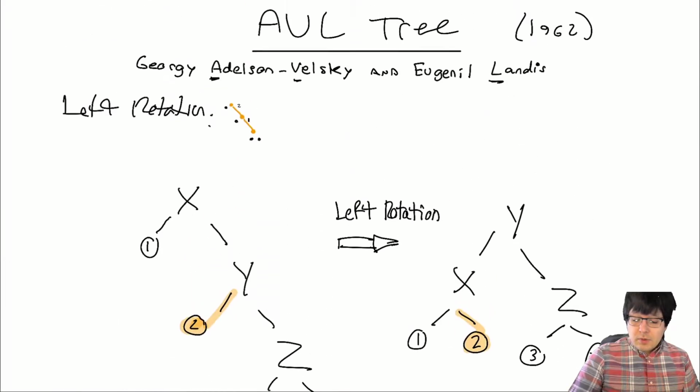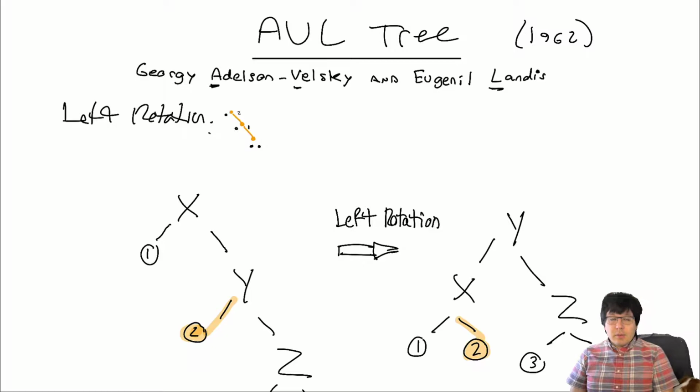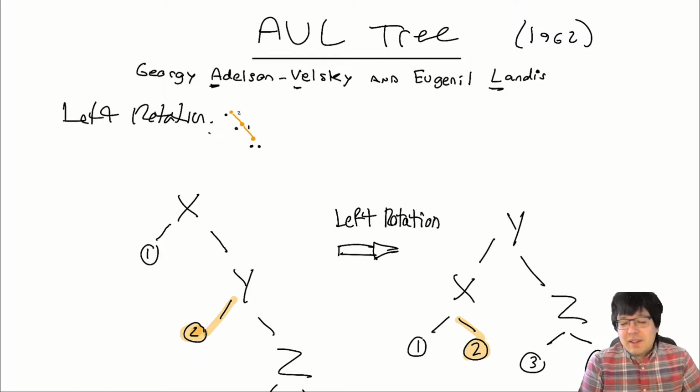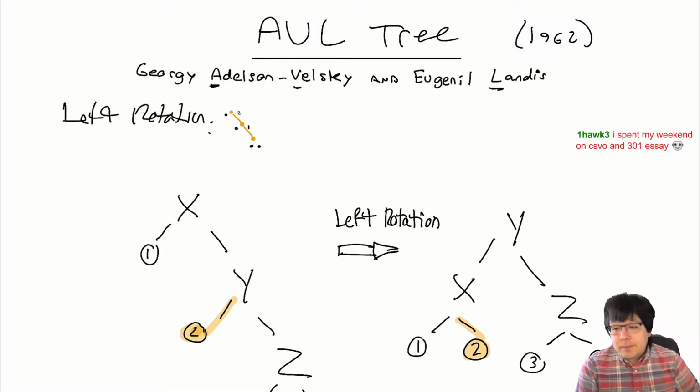So there are four rotations in an AVL tree, and they're basically the same thing in different ways. Let's start by looking at a left rotation. And so the left rotation is, well, actually, let's bring it back and refresh even further. Let's make sure we are on the same page on what a balanced tree versus an unbalanced tree is.